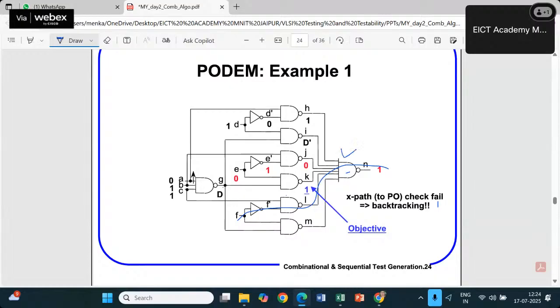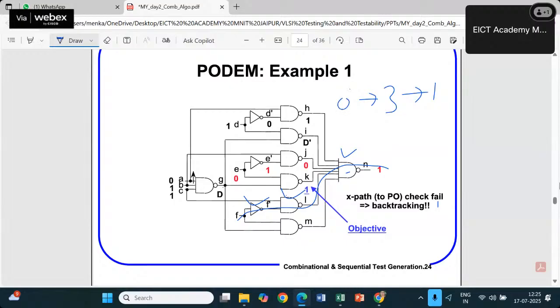How many inversions? 1, 2, 3. So 3 inversions, and the target is 1. The goal is N is equal to 1. What should the input F be, 1 or 0? Odd number of inverters. Dr. Neha, it is an odd number of inverters. Yeah, Sai Kumar, thank you.